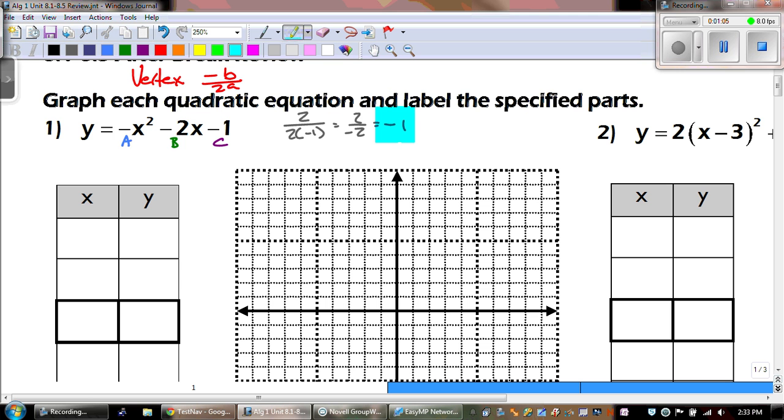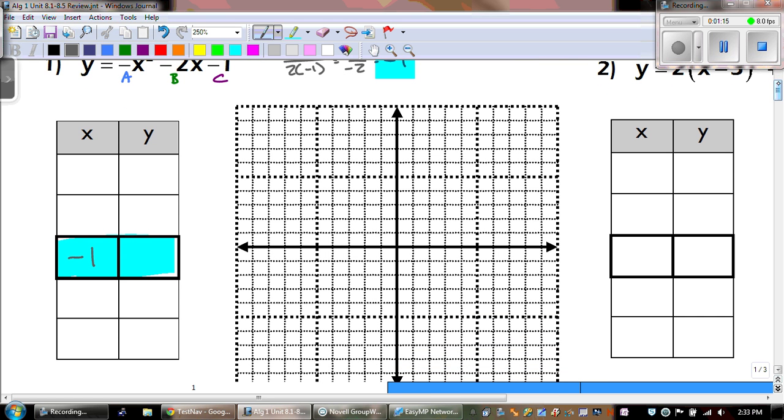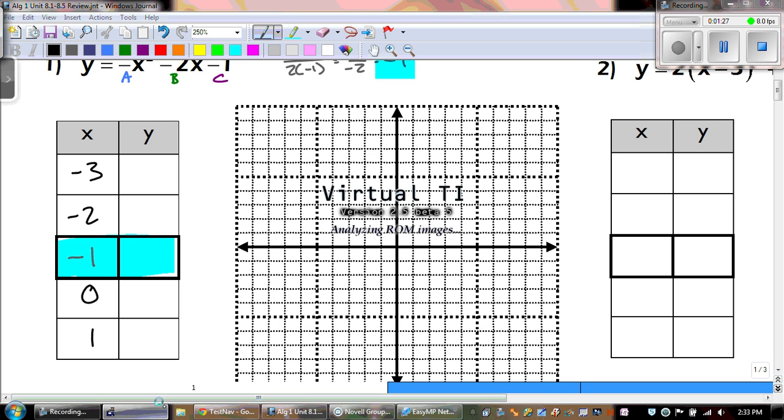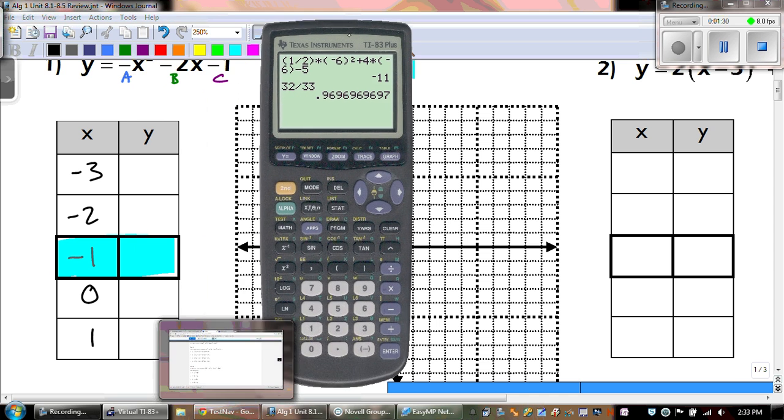Well, voila. That is part of our vertex, okay? And now we need to go 2 numbers higher and 2 numbers lower. So we got negative 2, negative 3, 0, and 1. Well, how do we find the rest of them? Easy, by plugging it into the equation, okay?